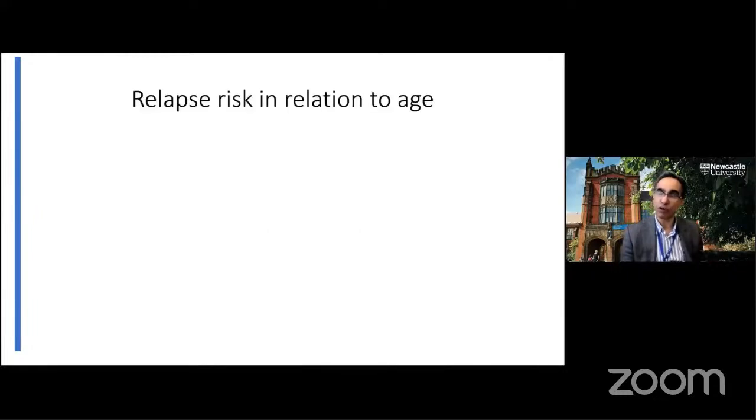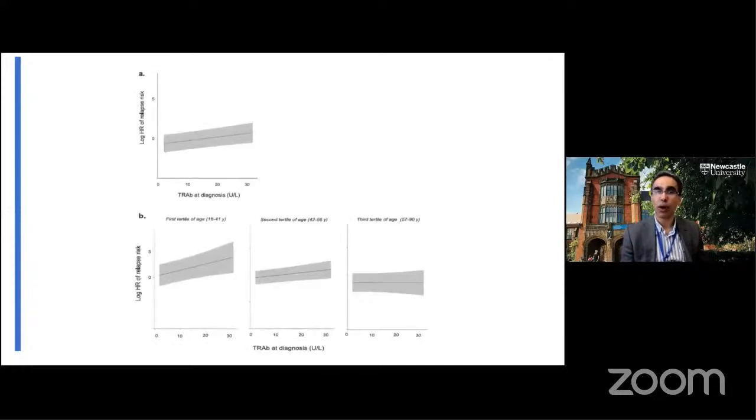The relapse risk is also related to age. We know that TRABs at diagnosis are related to the risk of relapse, and the higher the TRABs, the higher the risk of relapse, as you'll see here at the top. But you'll see again that TRABs are not such a good predictor of risk of relapse in older people. In younger people, it's kind of a linear relationship. Higher the TRAbs, higher the risk of relapse. In middle-aged people, it's slightly less so, but in older people, above the age of 57, it's a flat line. So whether your TRAbs at diagnosis are 5 or they are 30, the risk of relapse isn't as well predicted.